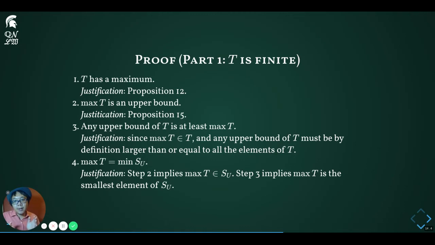Step 3. Any upper bound is bigger. We notice that any upper bound of T must be at least as large as any single element of T. And since the maximum of T is by definition an element of T, it must be smaller than or equal to any upper bound. Based on what we've done already, we can conclude that this element max T must be the minimum of SU. As max T is an upper bound, it is an element of SU, and since any other upper bound is bigger, max T is the minimum or least upper bound.